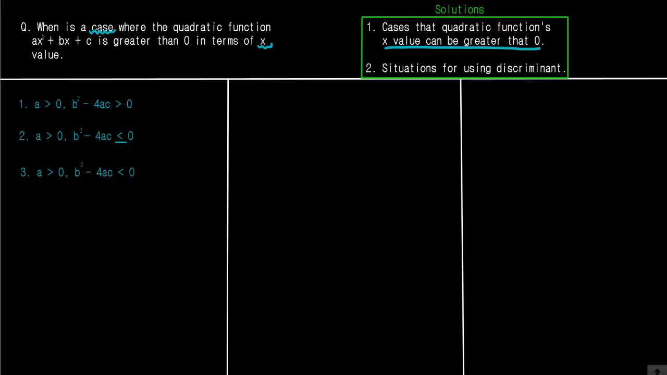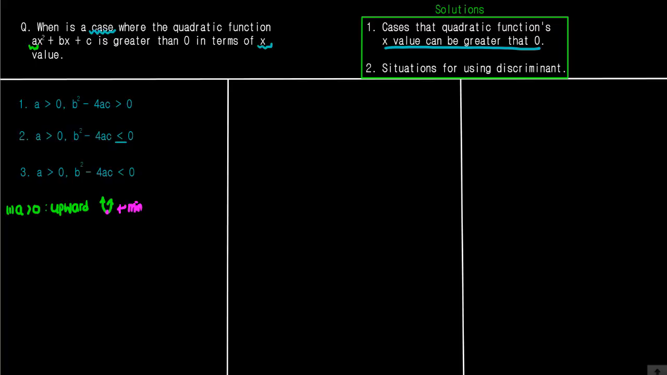Before we solve this question, let's think about the function of a. The a value defines the type of the function. When the a value is greater than 0, which means a is positive, the graph will go upward. It will look something like this, going toward upward, and only a minimum point will exist.